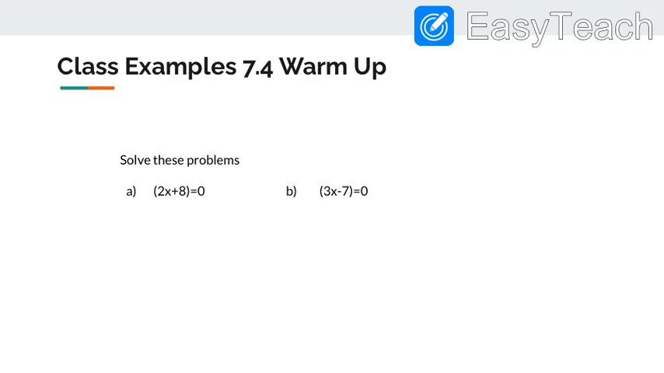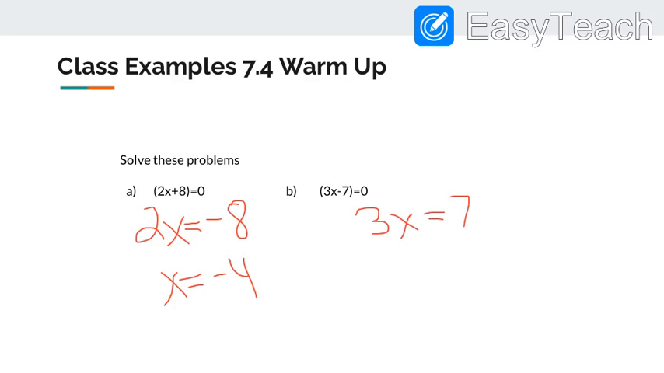solving these correctly. So for the first one, you can drop the parentheses, you will subtract that 8, so you'll get 2x is equal to negative 8. Divide both sides by 2, you're going to have x is equal to negative 4. For the right one, we have to add the 7 to both sides, so we have 3x is equal to 7, with the final answer becoming x equals 7 over 3, a fraction.